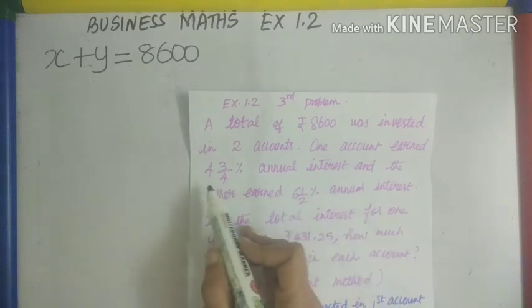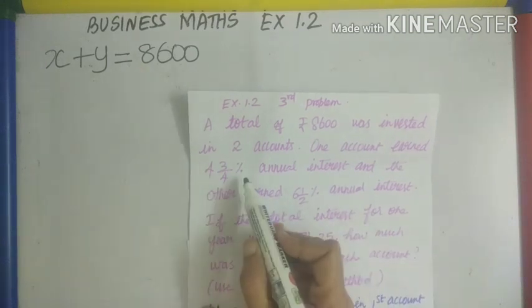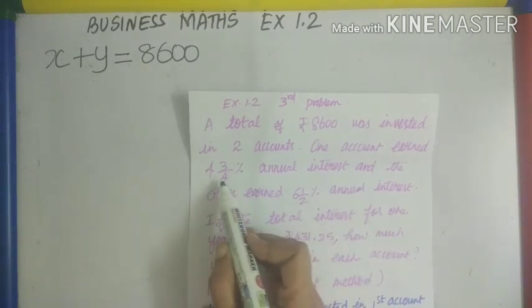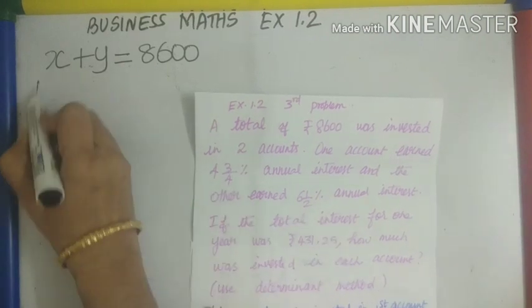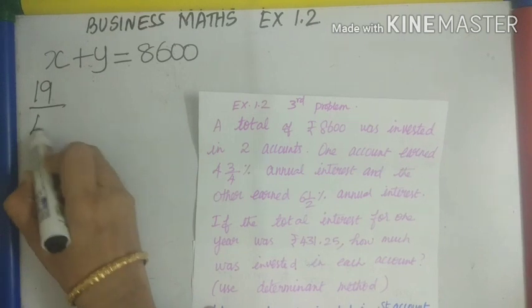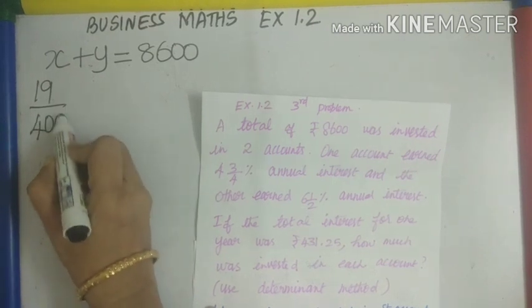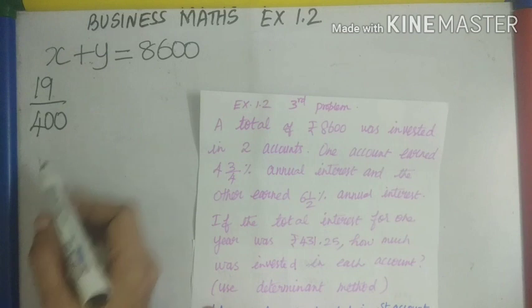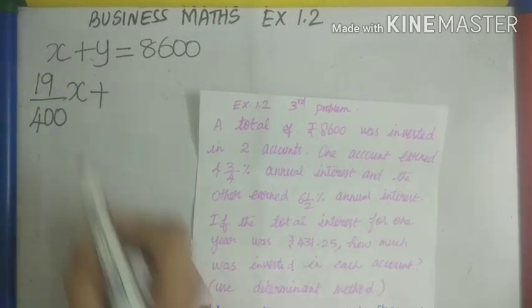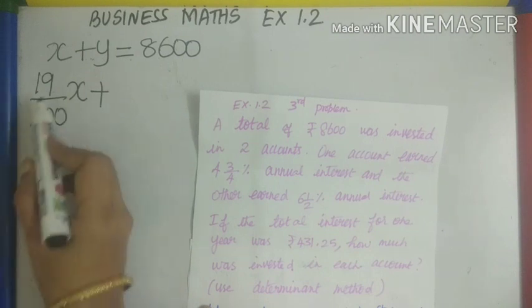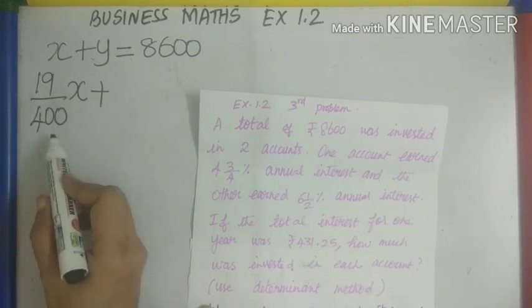From the first, 4 3 by 4 percentage. Convert this, 4 4s are 16 plus 3. So 19 by 4. 19 by 4 percentage means by 100. So 19 by 400 and this is for X. So X investment gives an annual income of 19 by 400.